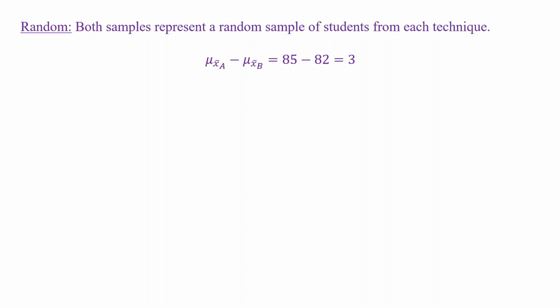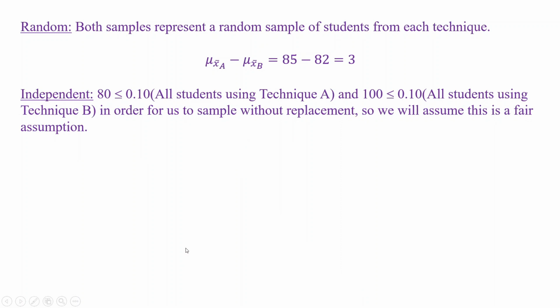So the difference between the two is going to just be their respective means subtracted. So 85 minus 82 is going to give us a difference of 3. Now we look at our independent condition. Again, because we are sampling, we do have to check this condition.